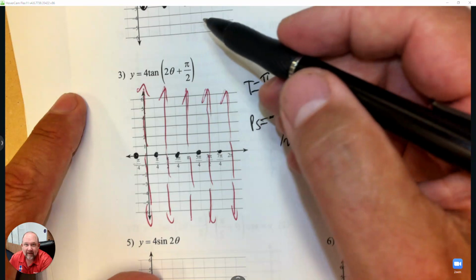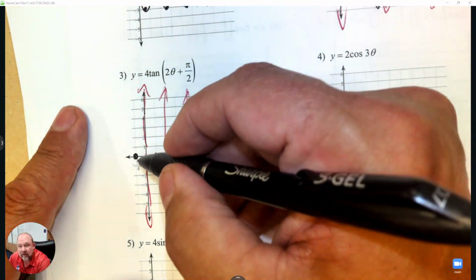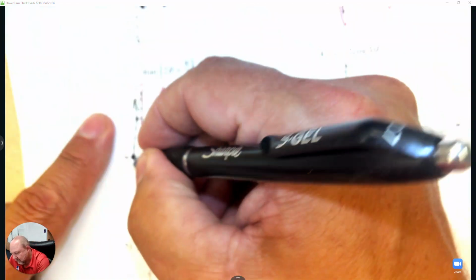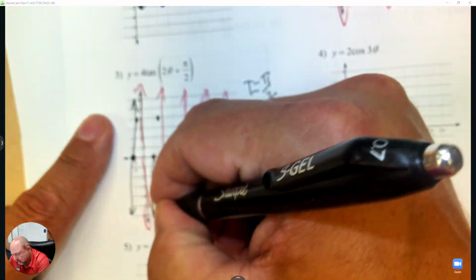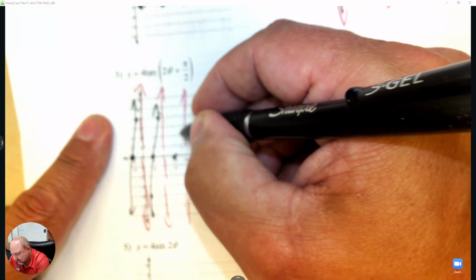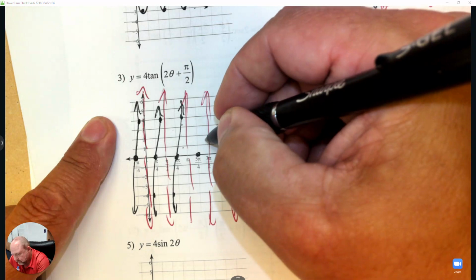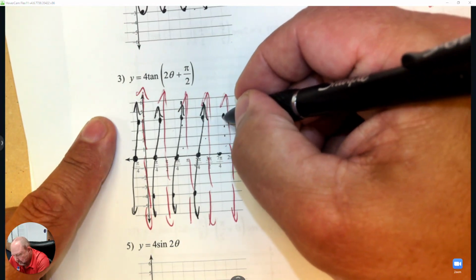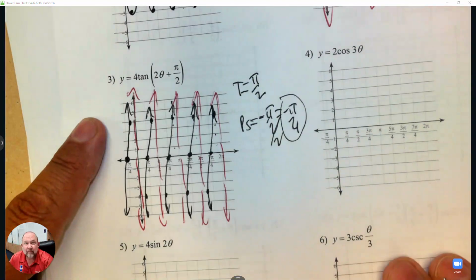Next, I need to know that tangent smiles to the right and frowns to the left. So that's where the 4 comes in. So in between the middle point and the asymptote, I'm going to go to 4, and it curves up to the right and then down to the left. So 4 and negative 4. Skinny little thing. Perfect.